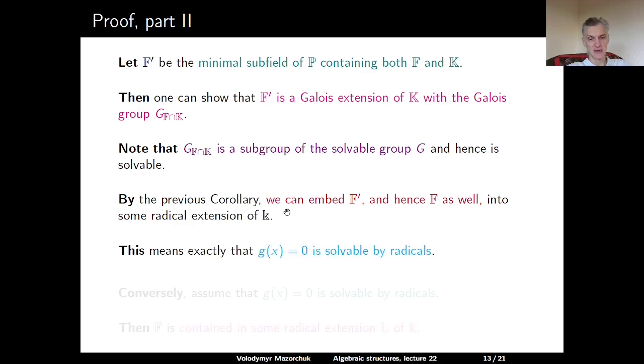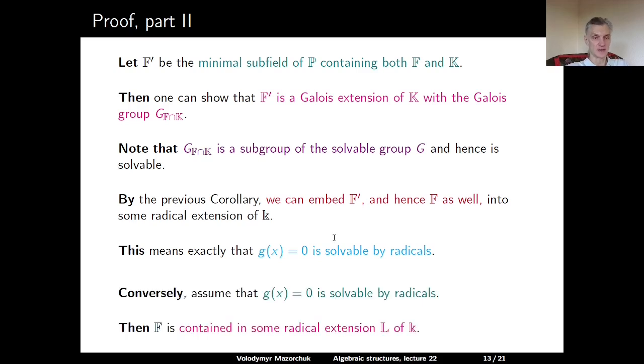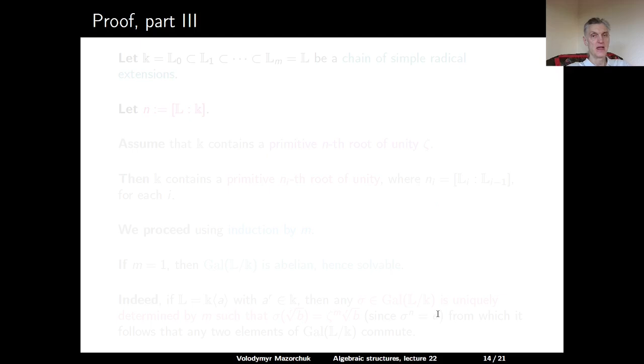So this means exactly that our equation g of x is equal to 0 is solvable by radicals. So now let's prove the converse inclusion. So assume that our equation is solvable by radicals. Then the splitting field F is contained in some radical extension capital L of our field little k.